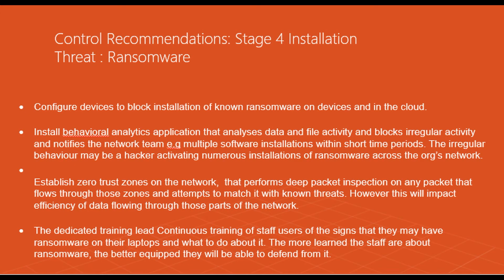Stage 4, installation, on the threat of ransomware. Configure devices to block installation of known ransomware, install analytics applications that analyze data and file activity and block irregular activity, establish zero trust zones on the network that perform deep packet inspection that can impact the efficiency of the data flowing through parts of the network, and have a dedicated training lead performing continuous training of all staff on the signs that they may have ransomware on their laptops.